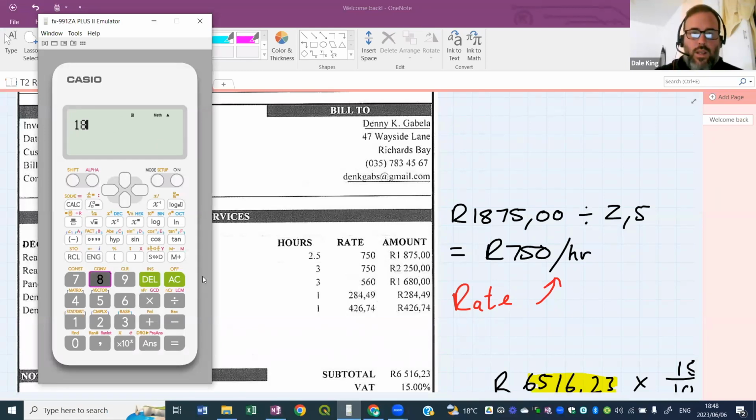1875 plus 2250 plus 1680 plus 284.49 plus 426.74. There we go. All right. If you're going to write this out as an answer, you're going to have to add all those numbers up to get 6516 and 23 cents. Yes, good. You guys know what to do.